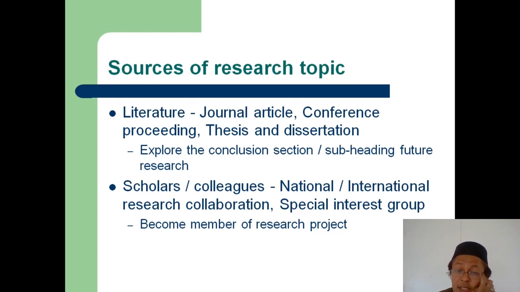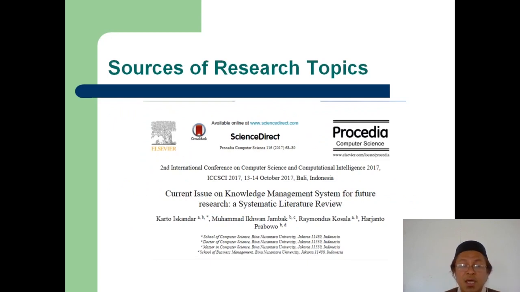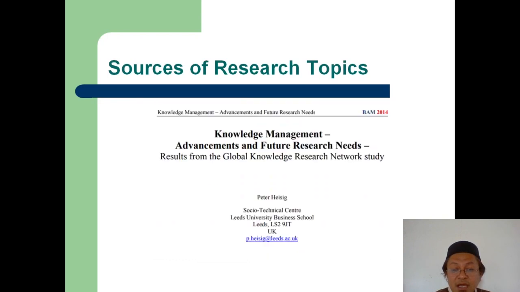As for this research group or research collaboration, you can offer yourself to become a member, and normally this research group or research consortium, they have some topics that they can offer to you. Okay, so this is an example of a research article where you see even on the title itself, the author has written there future research, current issue on knowledge management system for future research. So this is a good type of article where you can identify possible research topics.